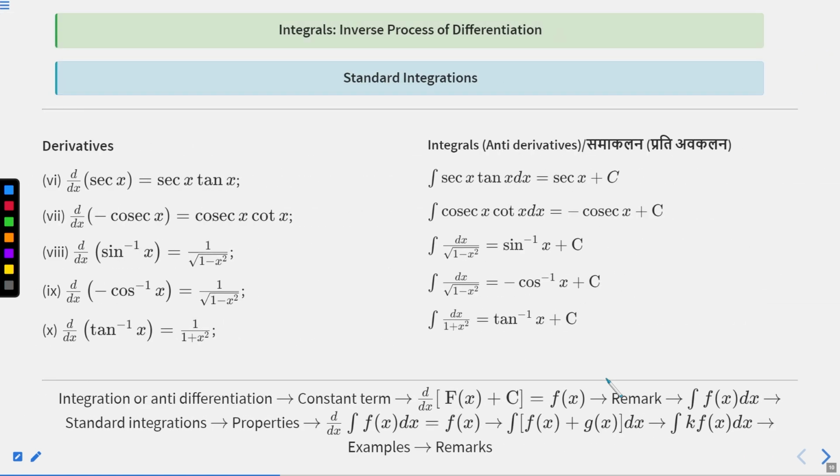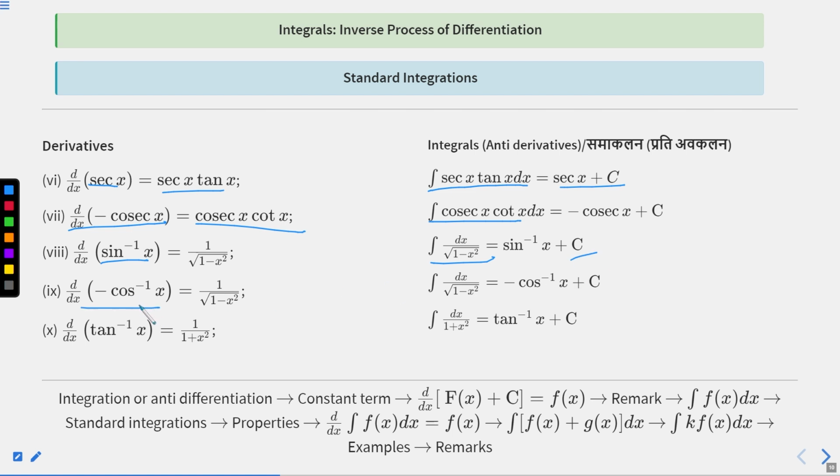Now some more. Sec x derivative is sec x tan x. Their integration will be integration of sec x tan x will be sec x plus c. Derivative of minus cosec x is equals to cosec x cot x. Now integration of this is minus cosec x plus c. Derivative of sin inverse x is equals to 1 by root 1 minus x square. Now integration of dx by root 1 minus x square is equals to sin inverse x plus c.